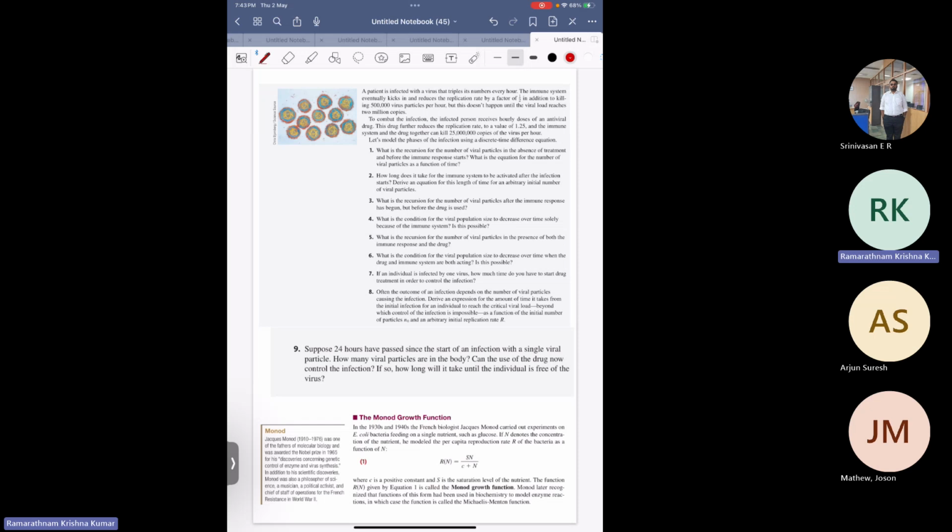Now, the first question as a doctor, what do you ask? Hey, it's a viral fever, it will go down. Will it go down? That's the first question. To combat the infection, the patient receives hourly doses of an antiviral drug, which further reduces the replication rate to a value of 1.25. The immune system and the drug together can kill 25 million copies of virus per hour. Now the following questions.